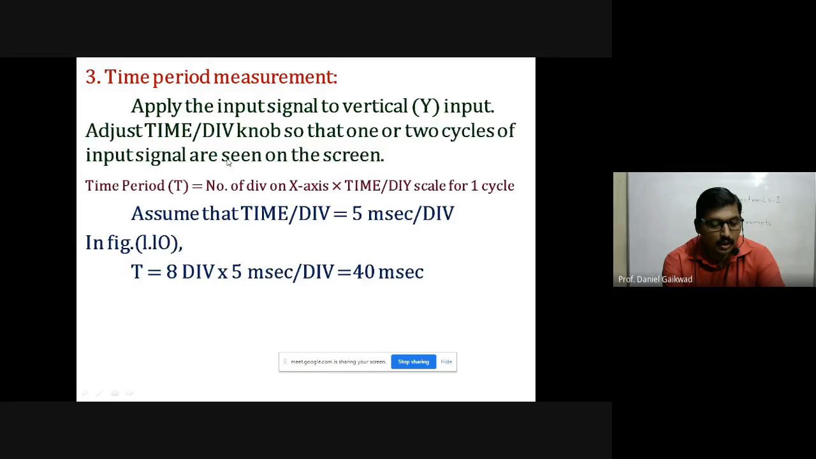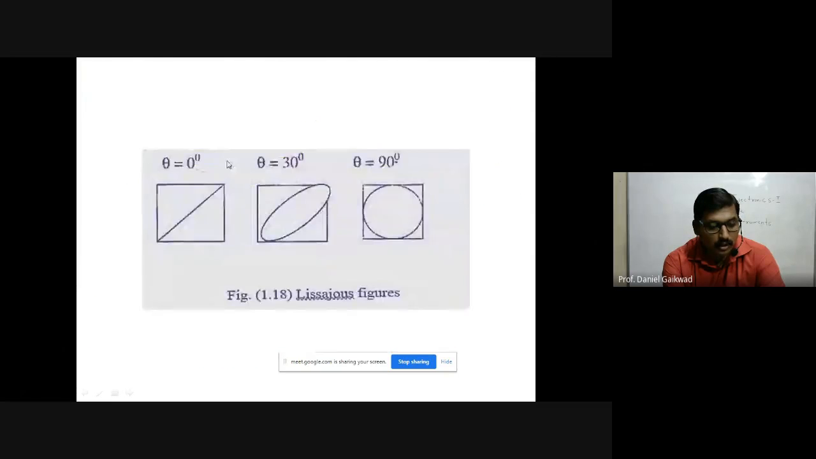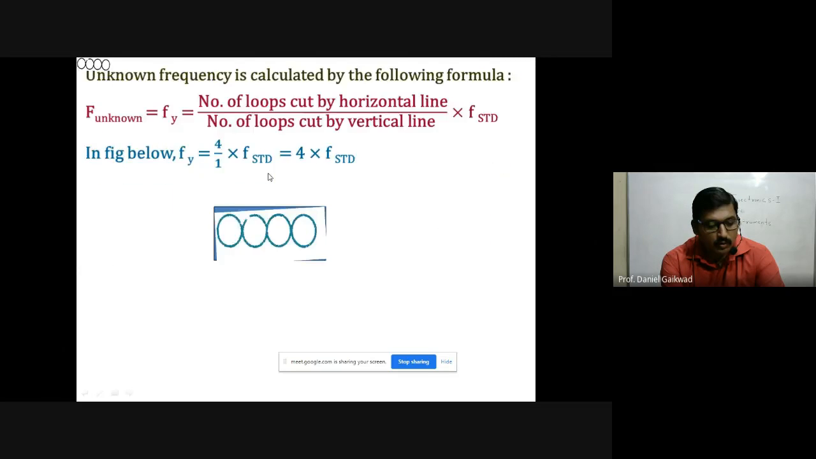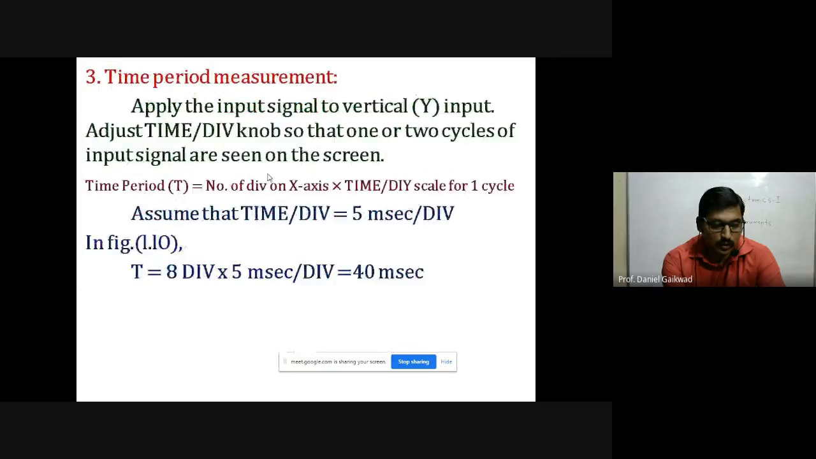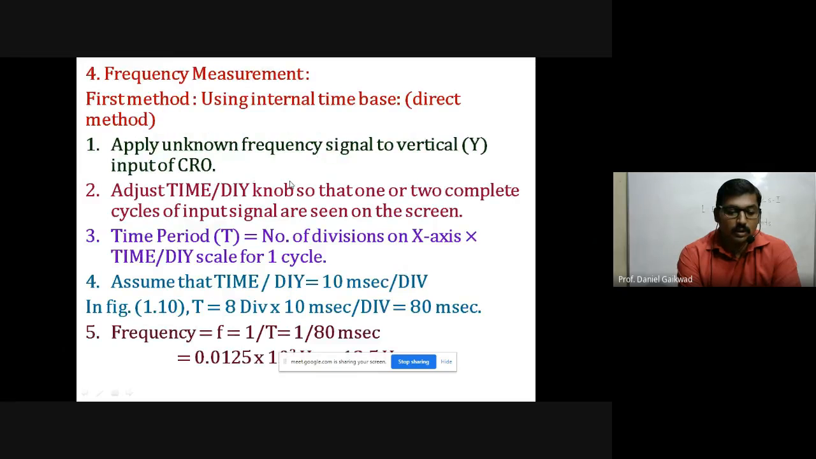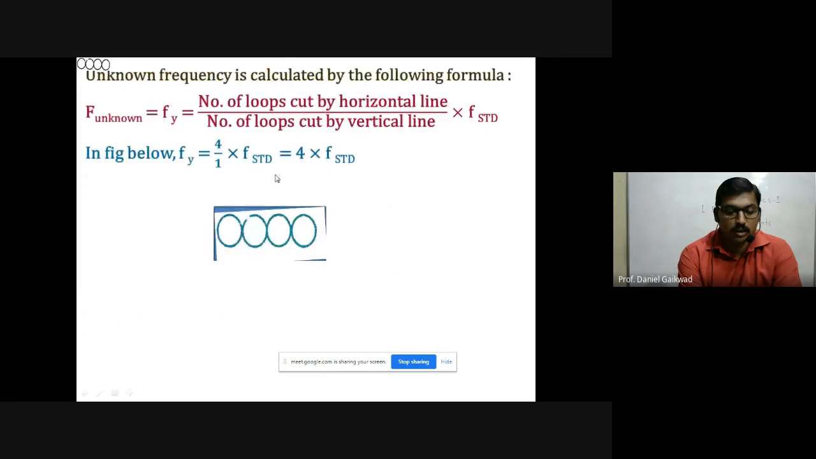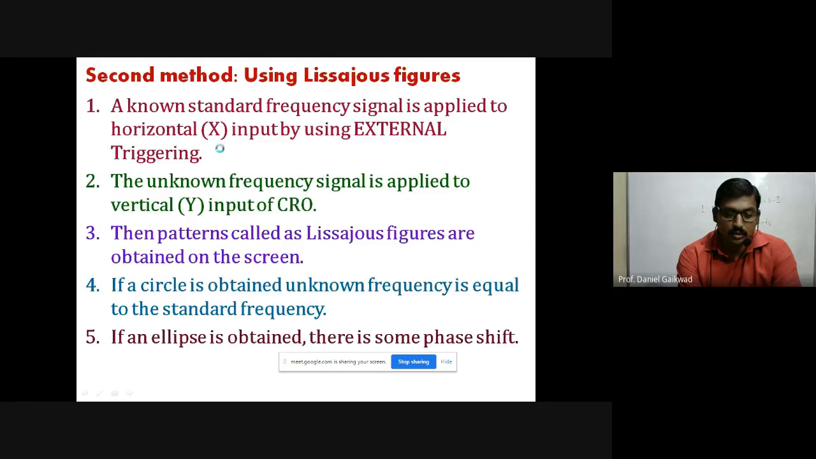Now we have again different applications, and then we have the concept of digital multimeter. So in the next lecture we begin with the third application of the CRO, time period measurement. Then we have the concept of frequency measurement, and then the phase measurement, number 5th here. So that we will discuss in the next lecture.